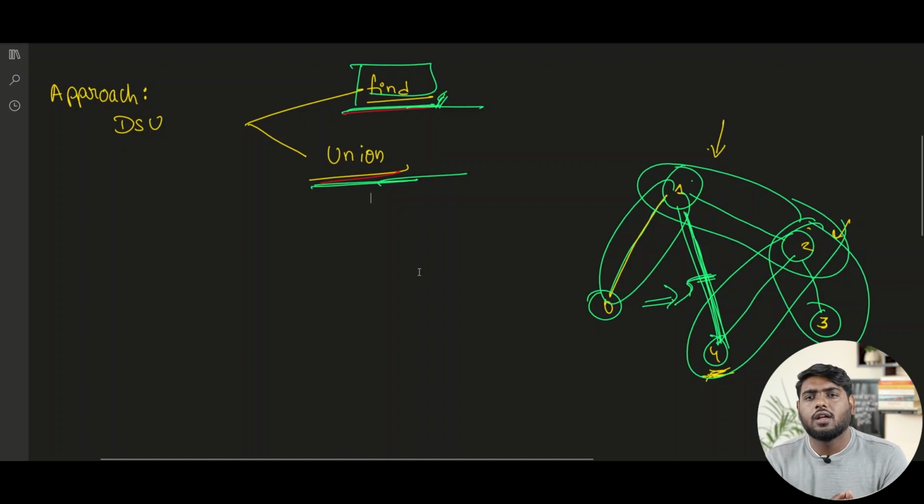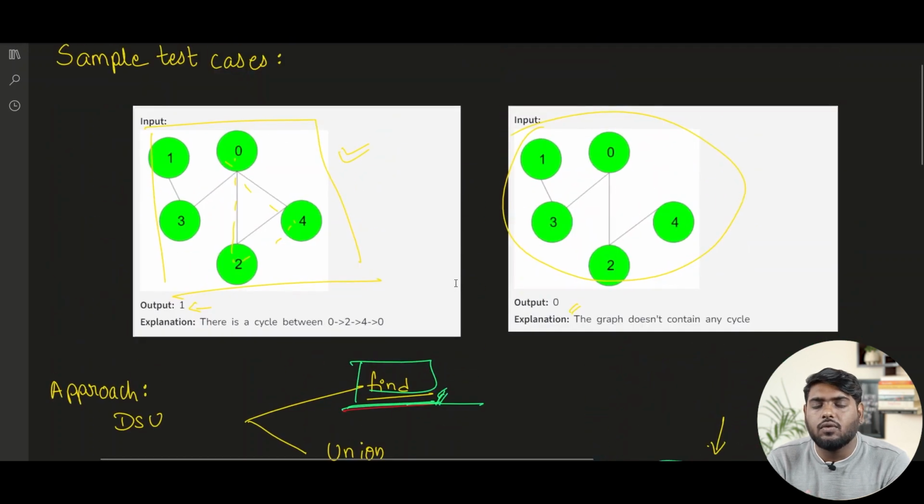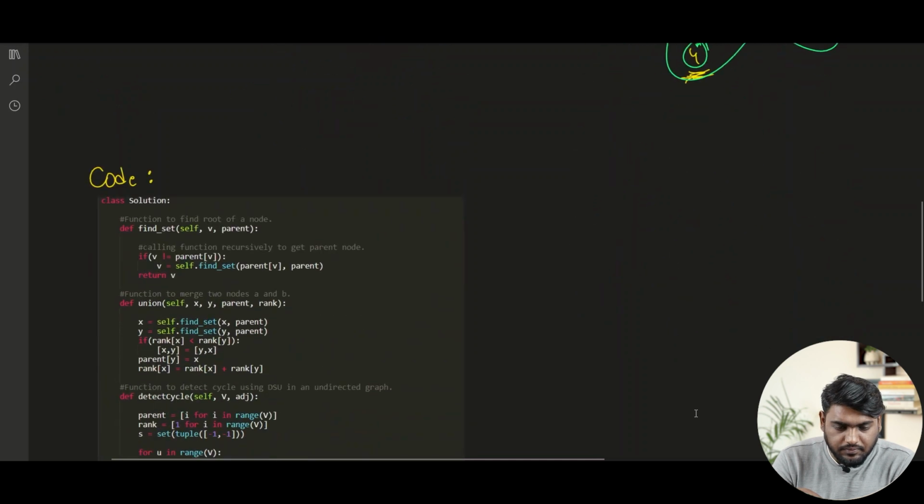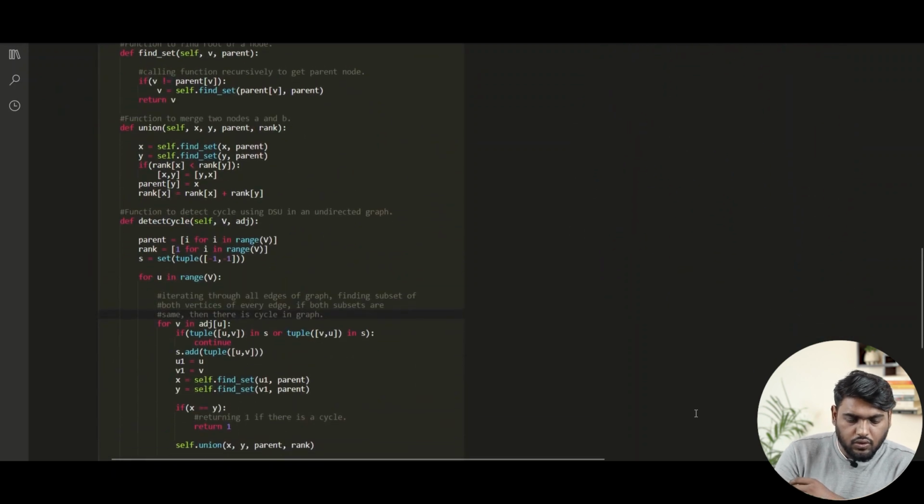Now we do have different methods for doing the same thing. We can use hash maps, or we can use different approaches for finding out whether there is a cycle or not. But DSU is usually found to be the most optimized approach. Let's see the code for the same. So here is the code. Let's quickly go through it.